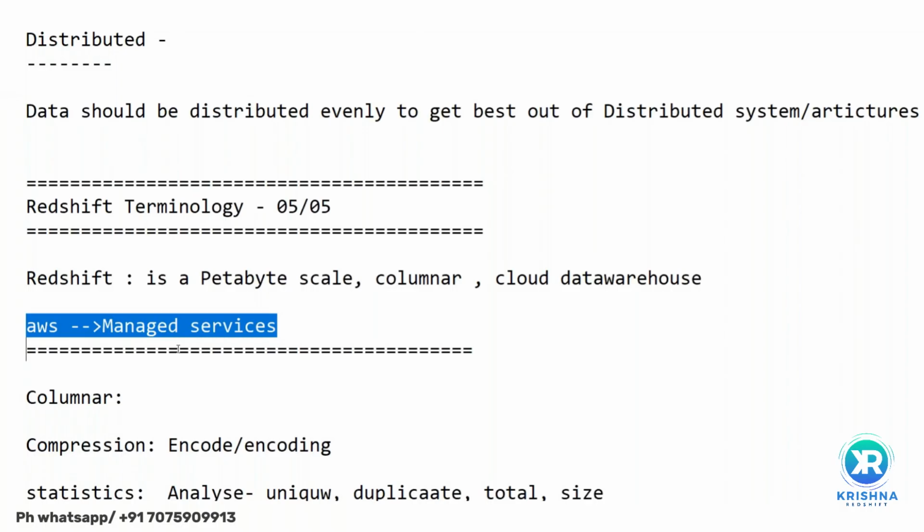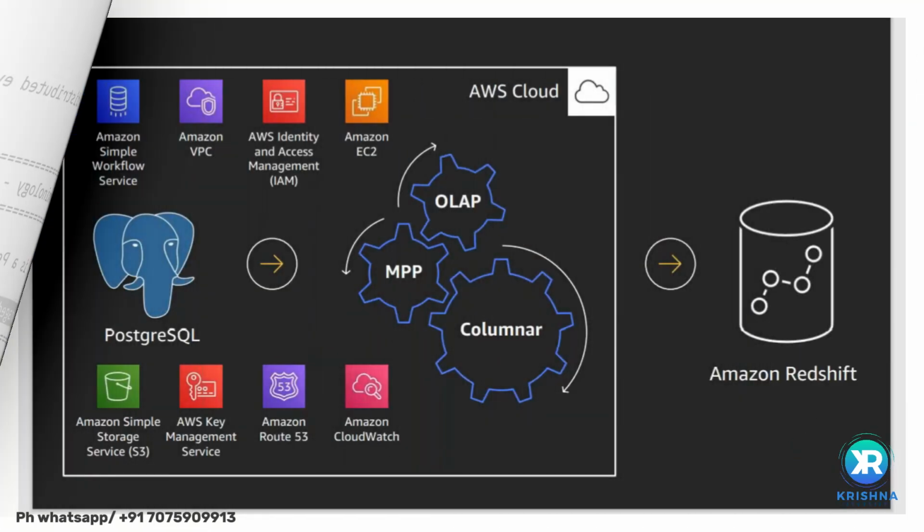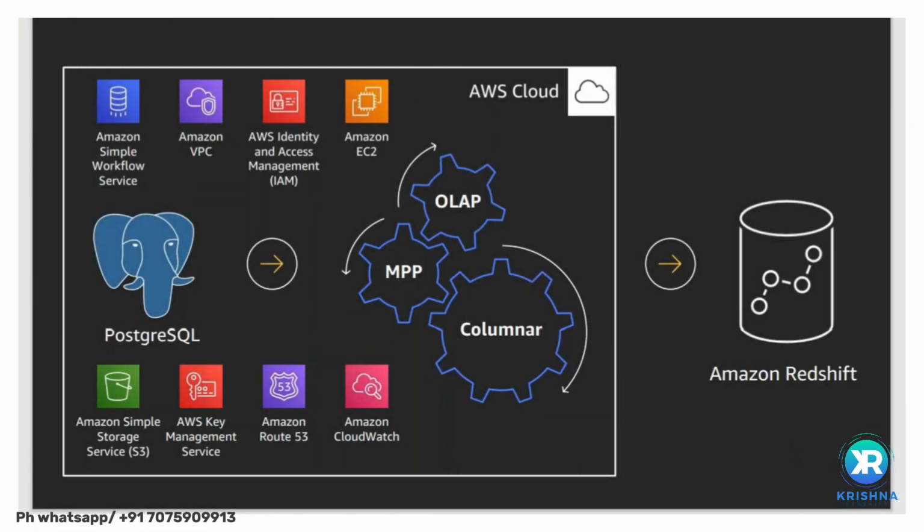Just for your information, nobody will ask what is Redshift, because if you're going for a Redshift interview, they will expect that you know what Redshift is. Redshift is a petabyte scale columnar cloud data warehouse and it's a managed service. They will ask what is Redshift architecture. Now let me tell you what the Redshift architecture is.